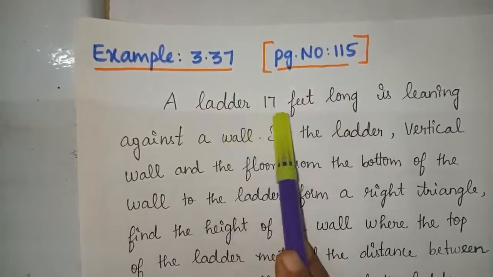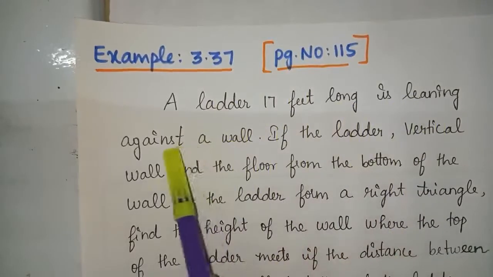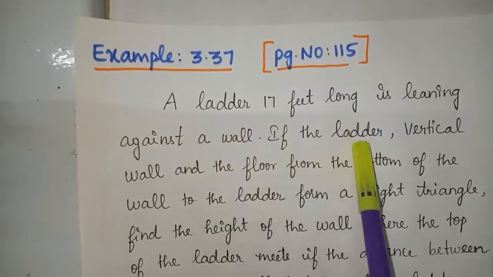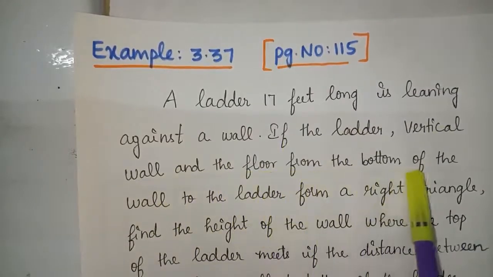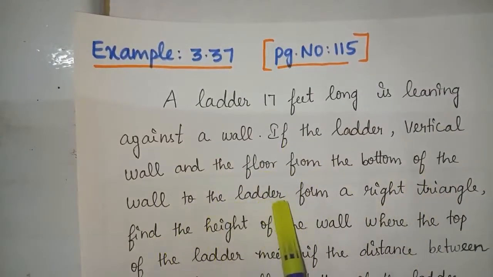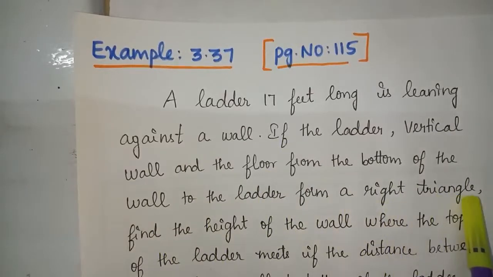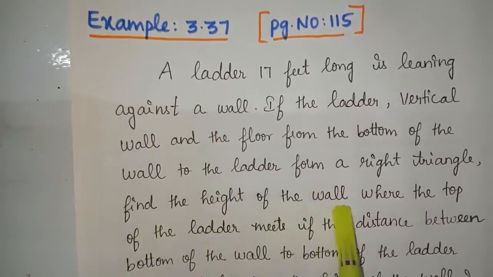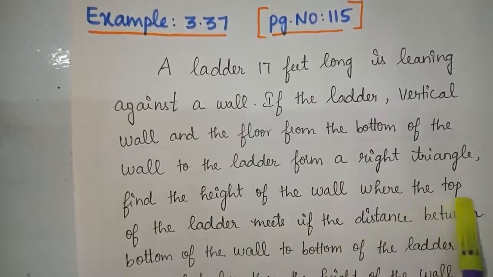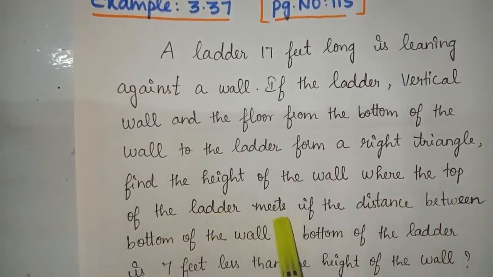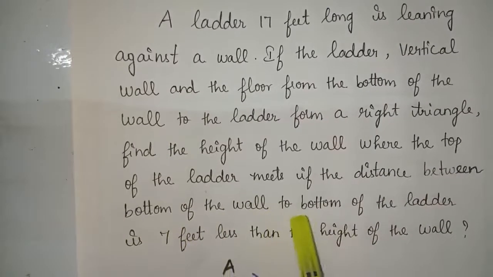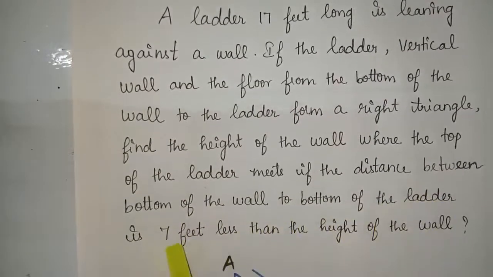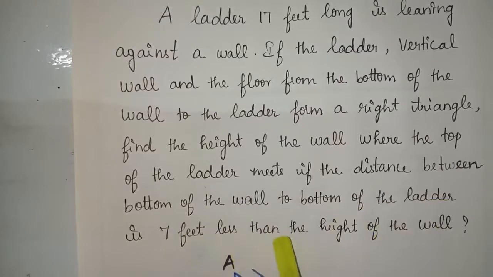A ladder 17 feet long is leaning against a wall. The ladder, the vertical wall and the floor from the bottom of the wall to the ladder form a right triangle. Find the height of the wall where the top of the ladder meets it, if the distance between the bottom of the wall to the bottom of the ladder is 7 feet less than the height of the wall.